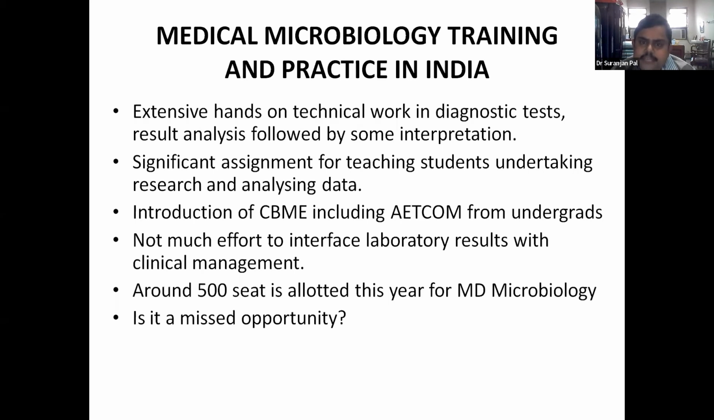So they are mostly involved in the lab work. Rarely do they go to the ward. When there is an interesting case, the resident goes to the ward to collect data. That is not usually a part of routine procedure in most of the government medical college level labs.